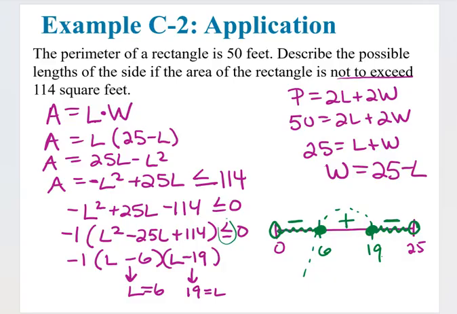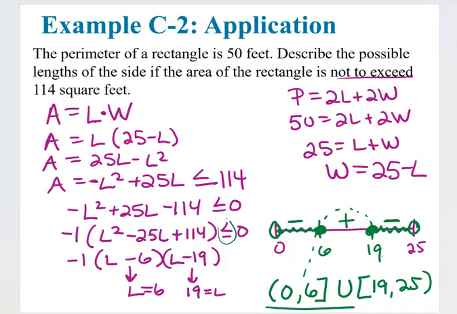Yeah, it could work. Oh, the area is 114. Oh, I was thinking about the perimeter. So scratch that. 25 not included. Can't have a length of 25. All right. So my answers are: I could have 0 to 6. 6 is included, and I could have 19 to 25.